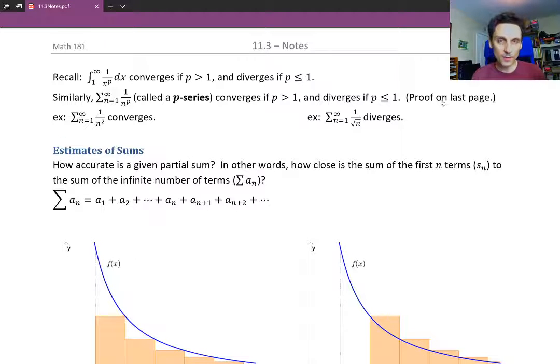Now, the full formal proof is on the last page, but for now you can just think the same rules of p for 1 over x to the p, that integral, apply to the series 1 over n to the p. So the series 1 over n squared converges because there p is greater than 1. It's 2, which is greater than 1. And the series 1 over the square root of n, that one diverges because there the p is a half, which is less than or equal to 1. So I wanted to mention that one last thing.